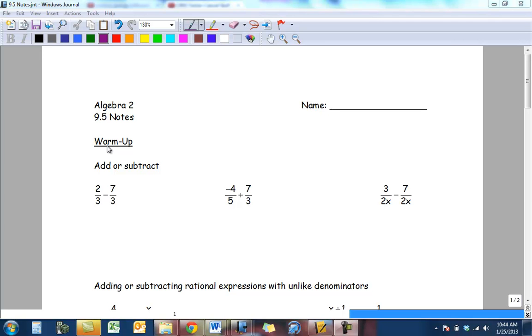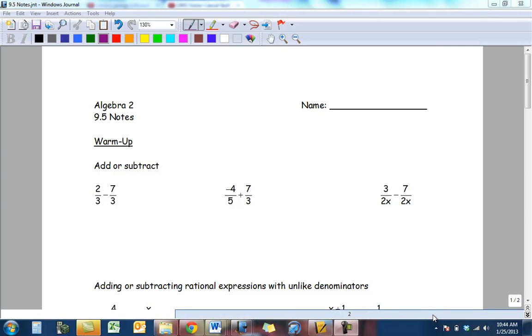Section 9.5 is all about adding and subtracting rational expressions. As a quick warm-up, a review of fractions is in order. So, go ahead and work these 3 warm-ups. Press pause, and we'll check back in a minute.